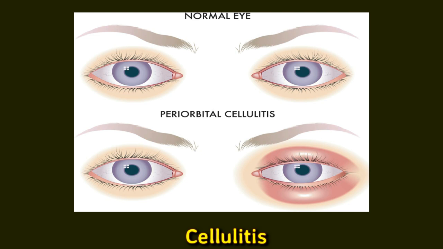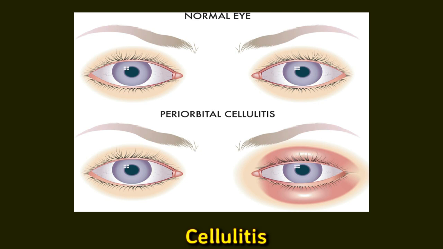Symptoms of cellulitis in the eye include bulging of the eye, red eyelids, swelling around the eye, vision changes such as double vision or blurriness, trouble moving the eye normally, fever, fatigue.